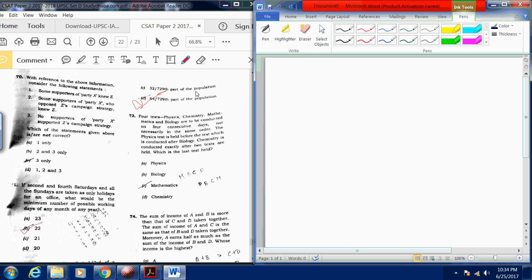Next question. 4 tests are to be conducted on 4 consecutive days, not necessarily in the same order. The physics test is held before the test which is conducted after biology. Chemistry is conducted exactly after 2 tests are held. What is the last test held? So let's see how to solve this problem.